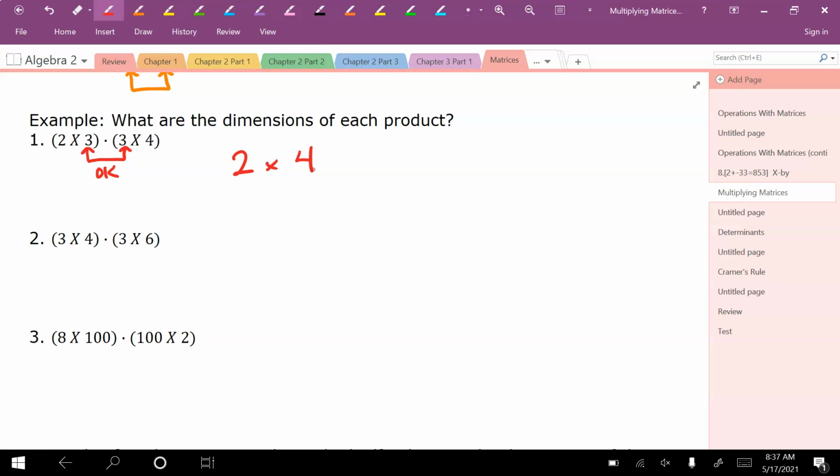Okay, so I want you guys to try 2 and 3. Decide if you can multiply them, because if you can't, you just have to say not possible. But if you can, then I want you to write down what the new dimensions would be for your answer.